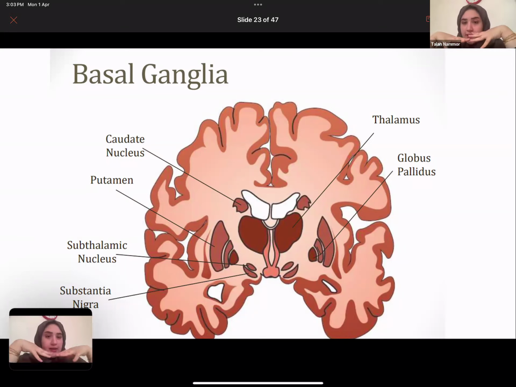So, what makes up the basal ganglia? We have the caudate nucleus, the putamen, the subthalamic nucleus, the substantia nigra, and the globus pallidus. All of these make up the basal ganglia. We finished the thalamus. Now we're going to talk about the basal ganglia. Now the subthalamic nucleus is not part of the basal ganglia, but it's an important regulator in the pathways that we're going to talk about.